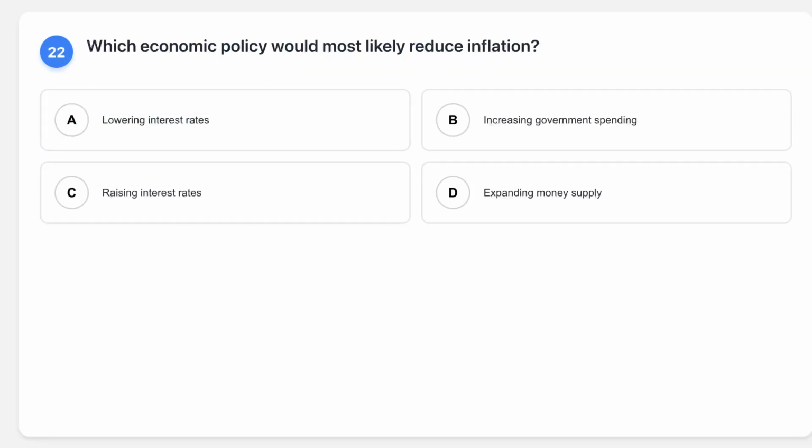Question. Which economic policy would most likely reduce inflation? Option A. Lowering interest rates. Option B. Increasing government spending. Option C. Raising interest rates. Option D. Expanding money supply.